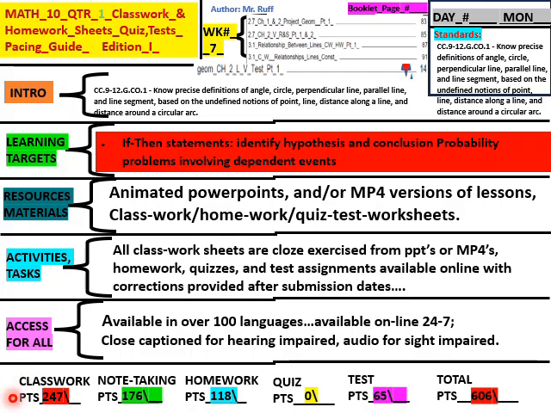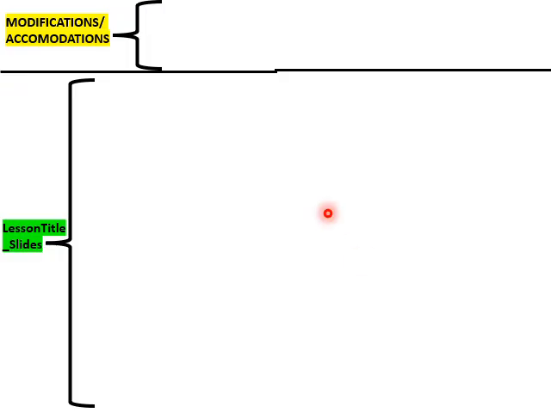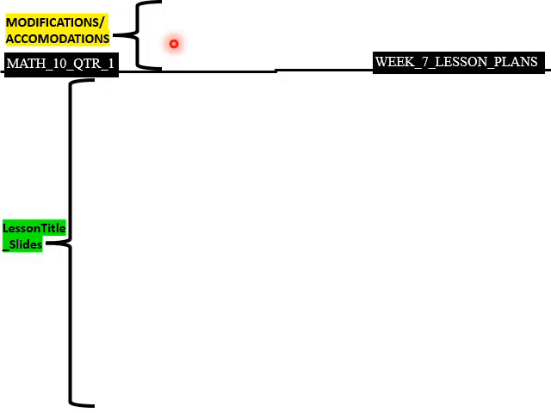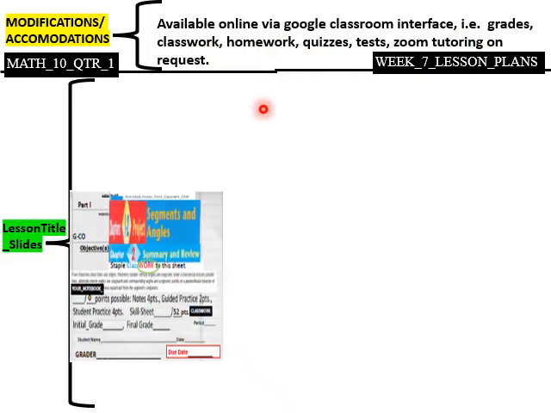Then our classwork: you've got 247 points here, and 176 points in note taking. Homework is 118 points, quiz 0, test is 65 points, so our total is 606 points for Week 7. Going on into Week 7, we have everything available online via the Google Classroom interface: grades, classwork, homework, quizzes, tests, and Zoom tutoring on request.